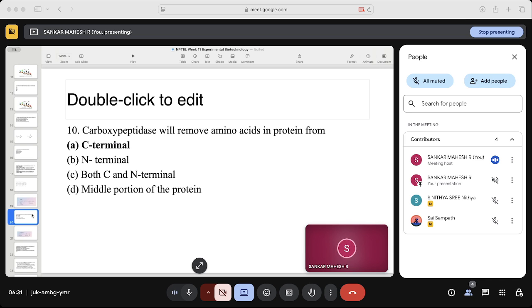The next question is carboxypeptidase. So carboxypeptidase will remove amino acids in protein from dash: C terminal, N terminal, both C terminal and N terminal, middle portion of the protein.